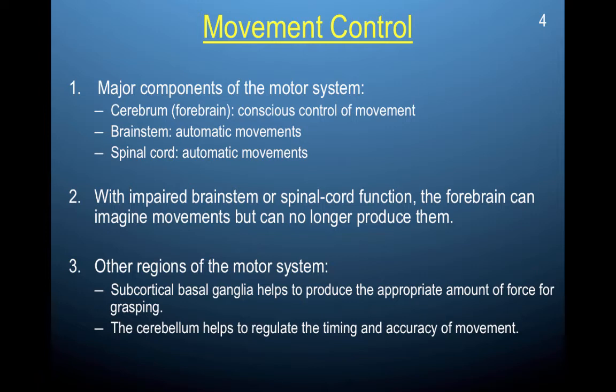Other important regions of the motor system are the subcortical basal ganglia. We'll be talking about this later in this chapter. The basal ganglia helps to produce the appropriate amount of force for grasping, and the cerebellum. The cerebellum helps to regulate the timing and accuracy of movement. And so we'll be returning to each of these throughout this chapter.